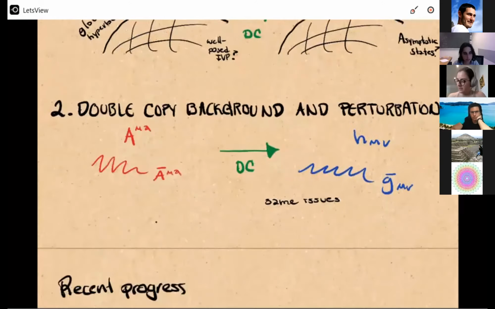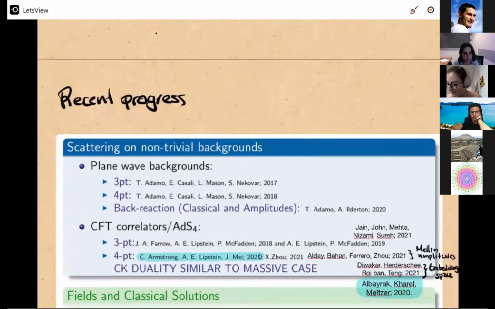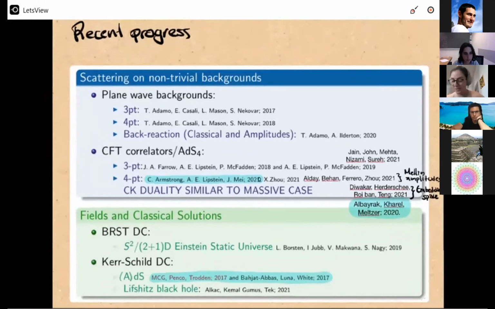So let me first mention what is the recent progress. And I do believe that this is capturing all the papers that exist on curved backgrounds. So it's not a lot. And if you can see the years, it's very recent. It started in 2017, so 4 years ago, and we don't have a lot of understanding yet of a lot of these problems.